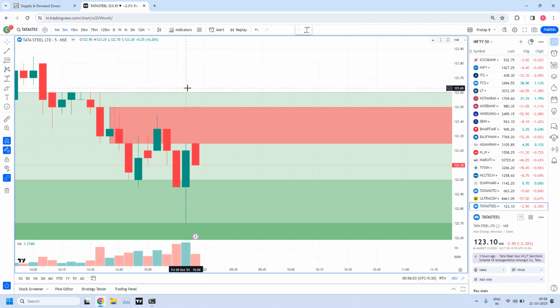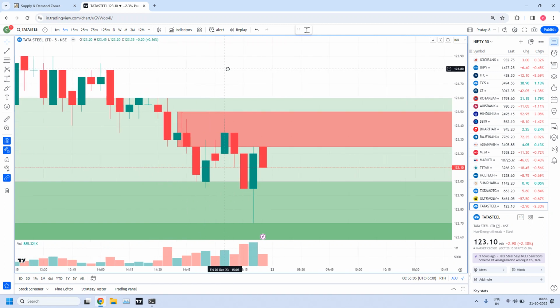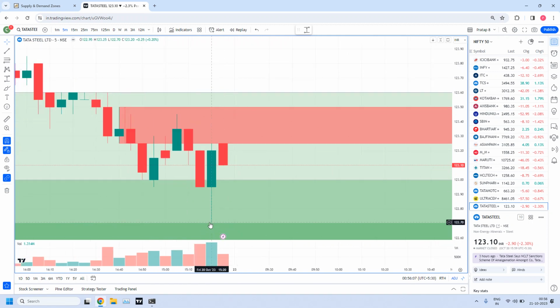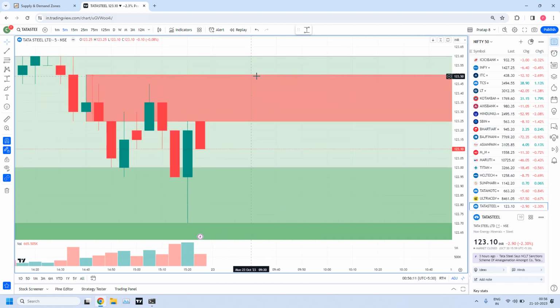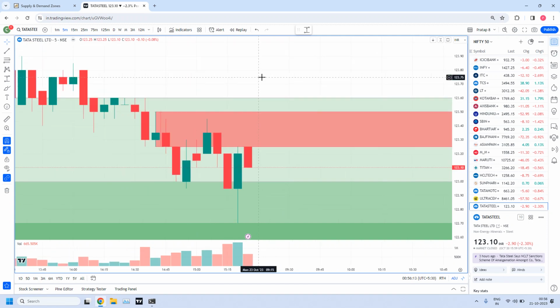Okay, because it has already happened, we are saying it is a successful trade. But when price reached this level, would you like to take this intraday trade? I'm not talking about a short-term trade.